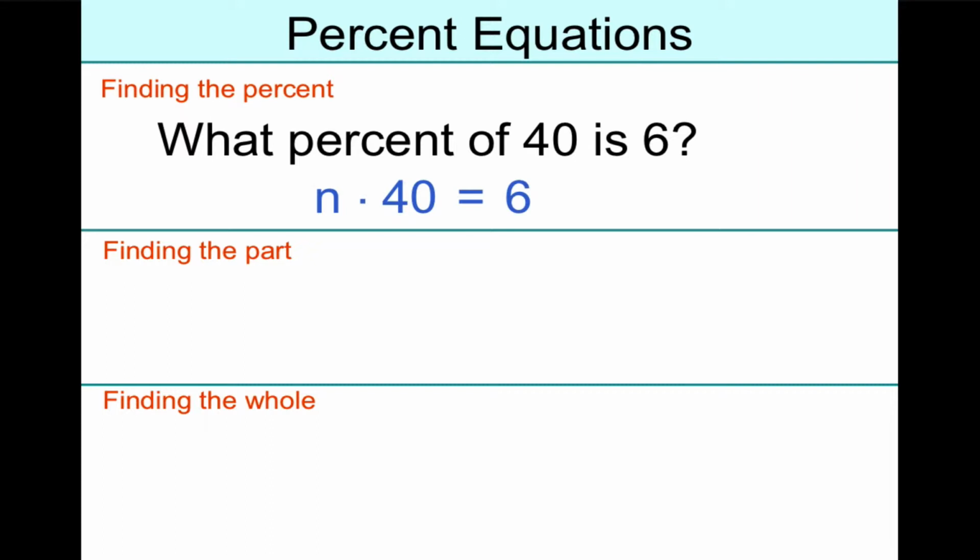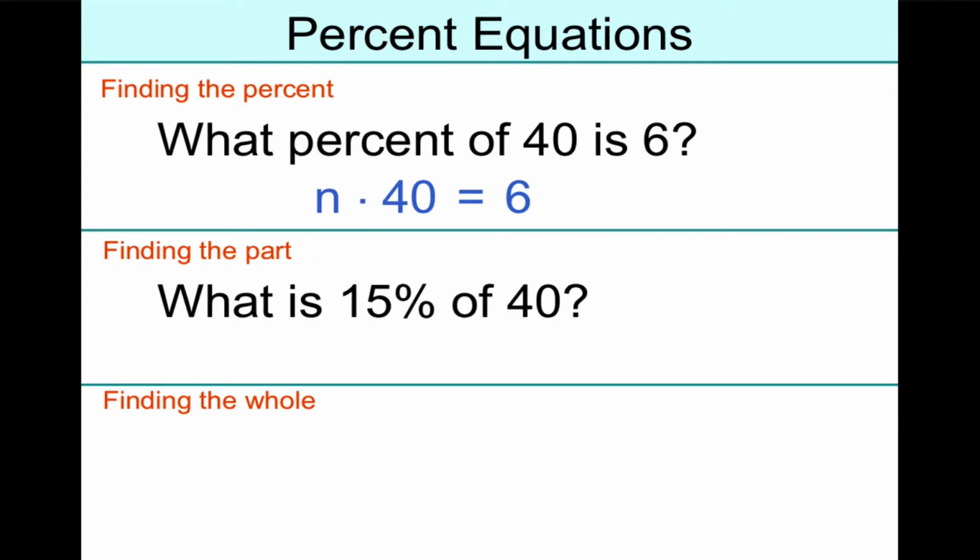Second example, finding the part. What is 15% of 40? Okay, again the word what, we'll write our variable. This time is equals 15%, we'll write as the decimal point 15. Of is multiply, and again we copy 40.